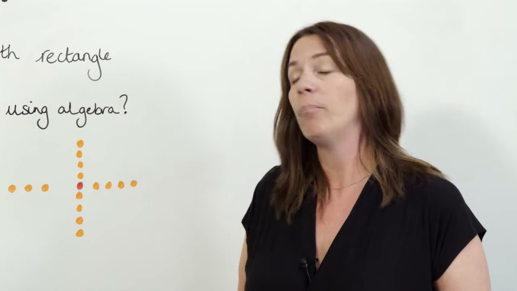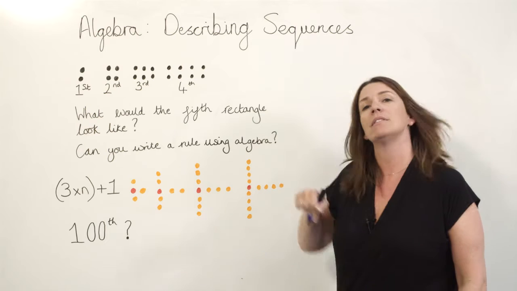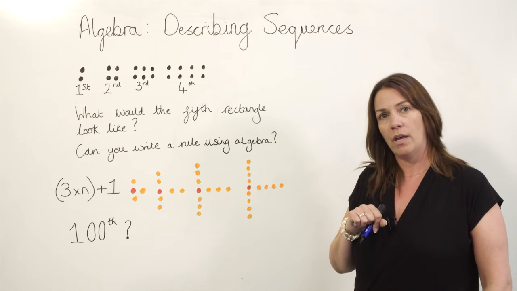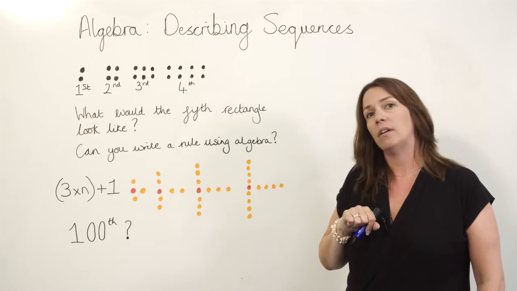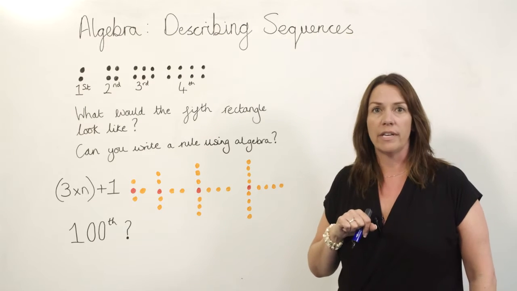So let's have a look at one. In this sequence here, we have a series of dots that make up rectangles. And we have been asked the question, what would you like the fifth rectangle to look like? And can you write a rule using algebra?